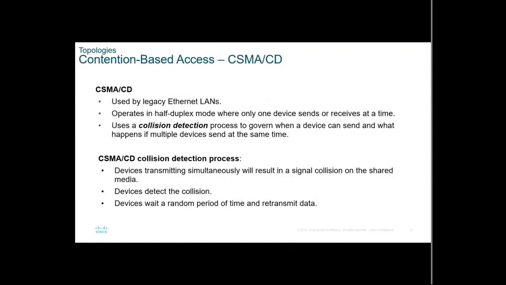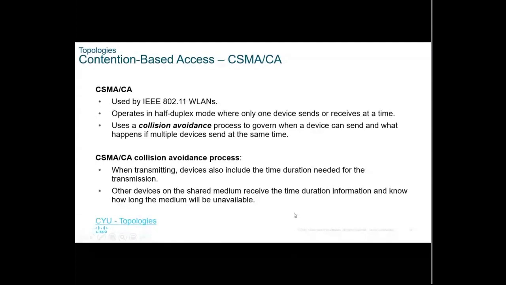All right, so CSMA/CD, carrier sense multiple access collision detect, is used by legacy LANs where they're working only in half duplex. That's where you have the hubs that we talked about. It uses a collision detection process to govern when a device can send and what happens if multiple devices send at the same time. Devices transmitting simultaneously will result in a signal collision on the shared media. The devices detect this collision and then wait a random period of time before they start again. Okay, like I said when we were having that conversation.